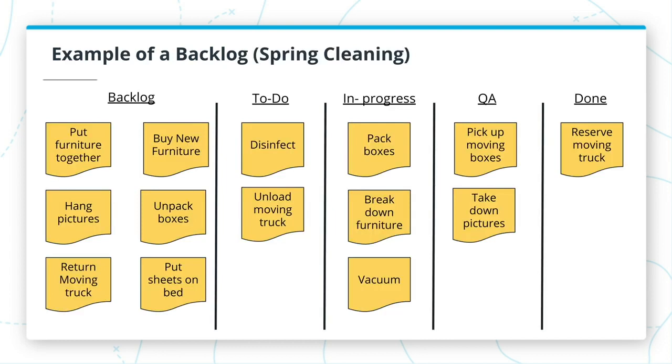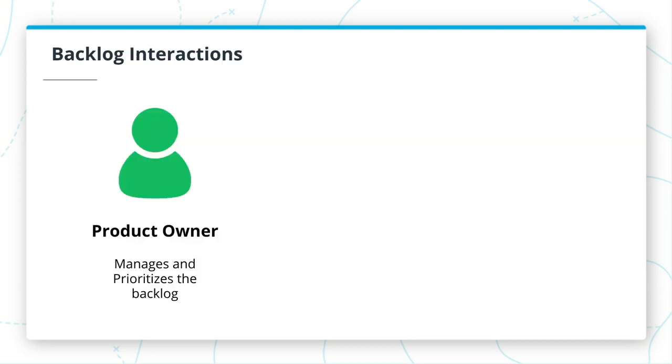Let's say there is a team of people working to move between houses. In this example, we have our backlog and to-do list organized by swim lanes, so that the status of everything that has to get done is visible. This is the way product owners, scrum masters, and development teams organize the work to be done in an agile manner. Now let's talk about backlog responsibilities and how different roles interact with the backlog.